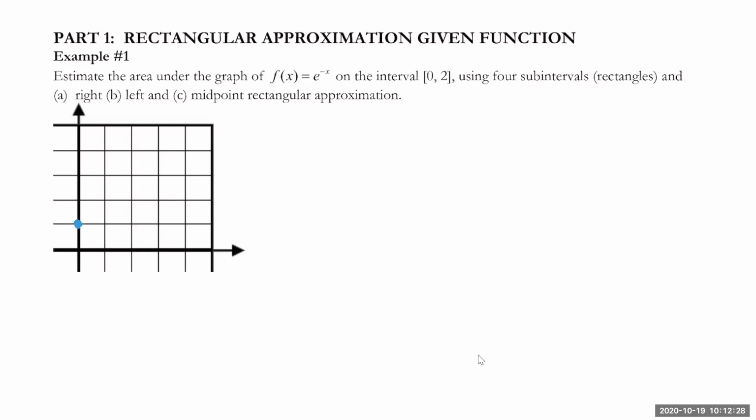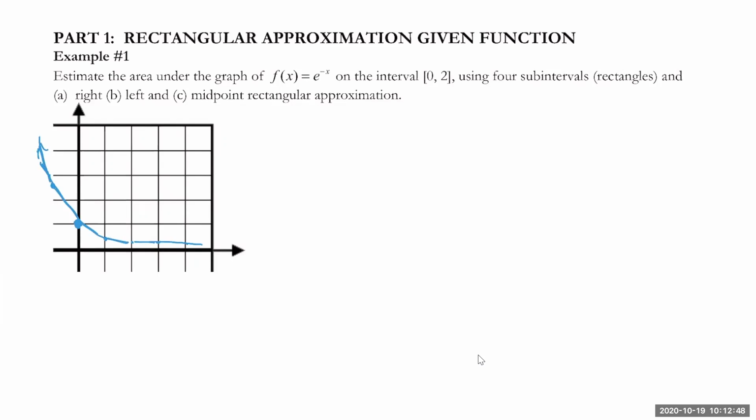So at -1, it's about 2.71. At 1, it's about a third, and then it gets closer and closer to the x-axis. That's supposed to be closer and closer. Sorry, that does not look very smooth there, but e to the negative x.